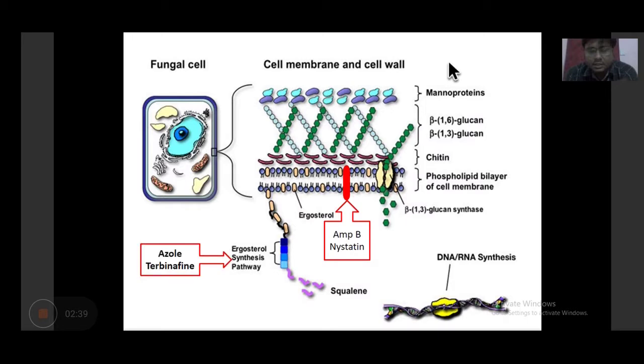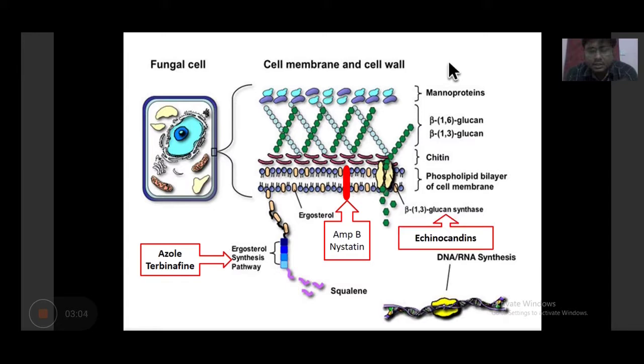Then there are two groups of drugs. One is azole and one is terbinafine, which are ergosterol synthesis inhibitors. They inhibit the pathway of ergosterol synthesis. No ergosterol will be synthesized, and there will be a weak phospholipid bilayer, and the fungal cell will die. The fungus will die because the fungal cell does not have enough ergosterol to hold the phospholipid bilayer.